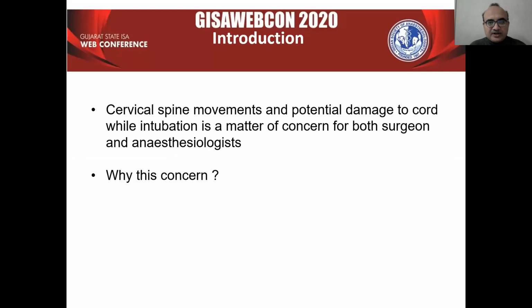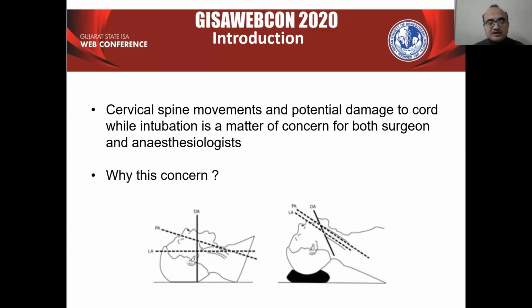Cervical spine movements and potential damage to the cord while intubating is a matter of concern for both surgeon and anesthesiologist. Why? Because with most of the conventional laryngoscopes, we have to align the oral, pharyngeal, and laryngeal axis in order to achieve a view of the larynx and to intubate the patient. And to do that, we have to extend the neck.